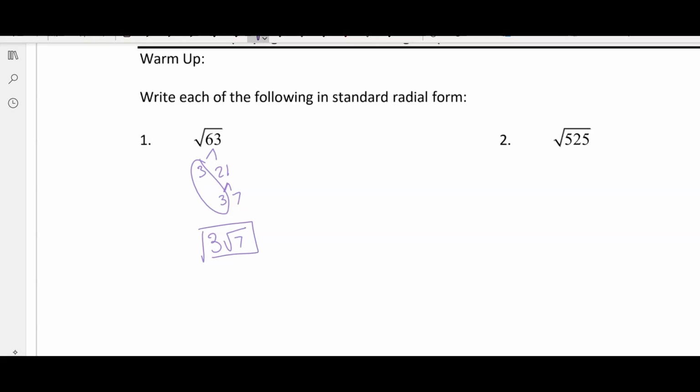So the radical is simplified. Another way to think about it is when we get these factors 3, 3, and 7, we're going to have 3 times 7. From here, that's a 3 squared times 7. The square root and the squared cancel. That's why we get the 3 on the outside and the 7 left inside. So that's just another method to do it.